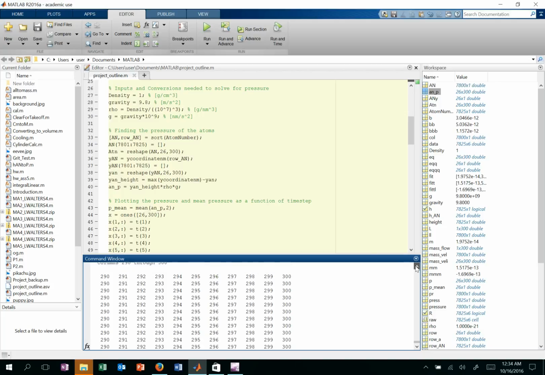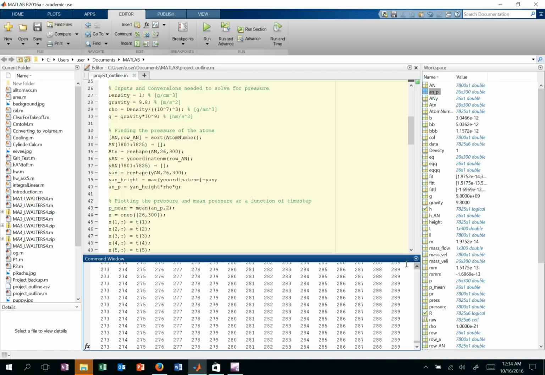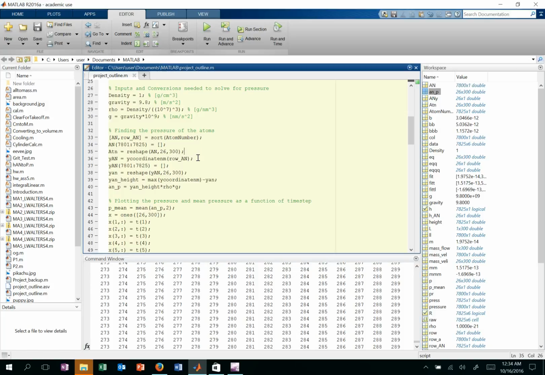we'll have each atom in a column, and we want to do the same thing with the y coordinates. We want it in the same order so it lines up with the atom numbers. We want to get rid of the NaNs at the end, and we want to reshape it so we'll have all of the y coordinates for an atom in one column.